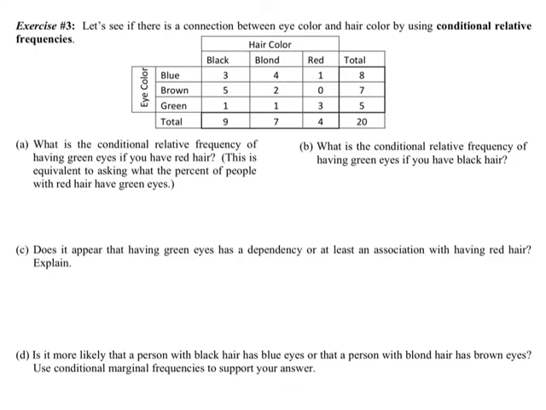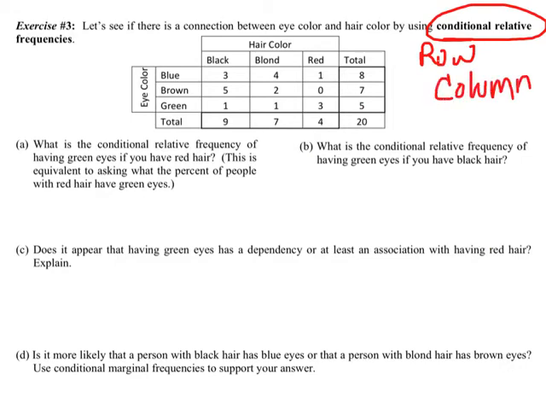Let's look at exercise number 3. Let's see if there is a connection between eye color and hair color by using some conditional relative frequencies. I want you to circle the word conditional. Conditional means we're going to stay in either the row or column to get our totals. So let's look at that, and I'll show you how easy it can be.